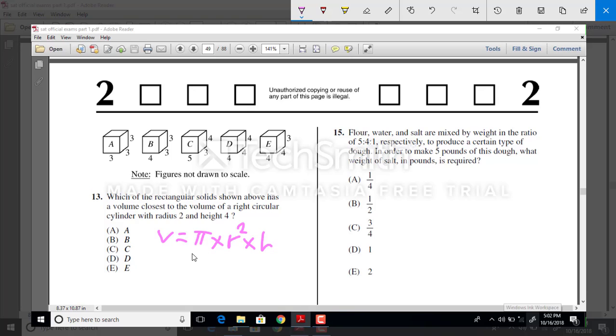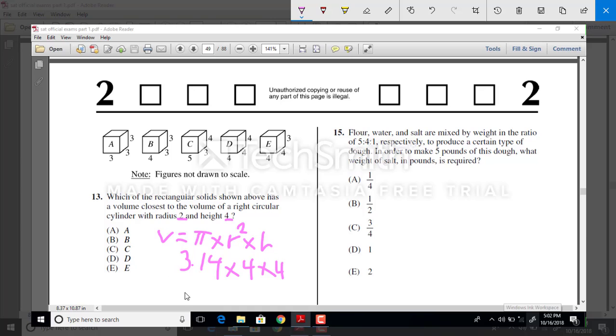Fine, let's make pi 3.14, and I will tell you now why. 3.14 times r squared. The radius here is 2, so r squared is 4. The height also is 4, times 4.